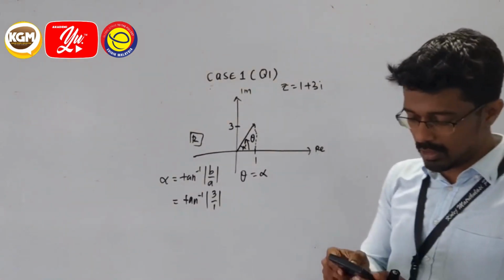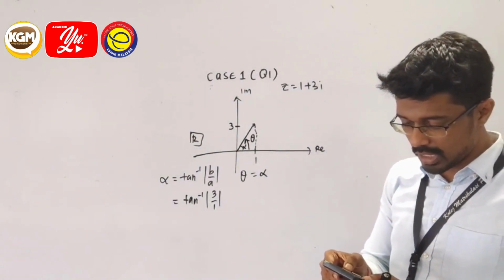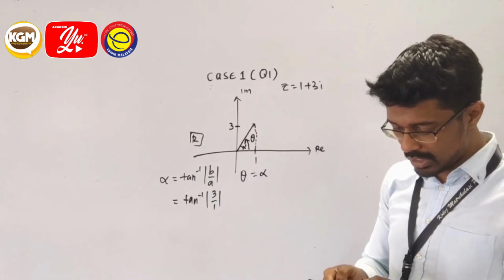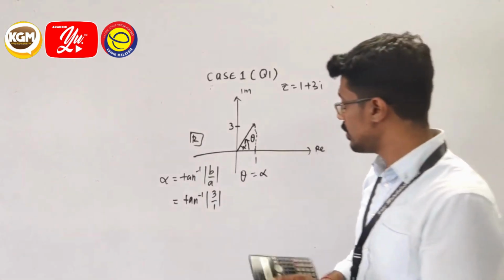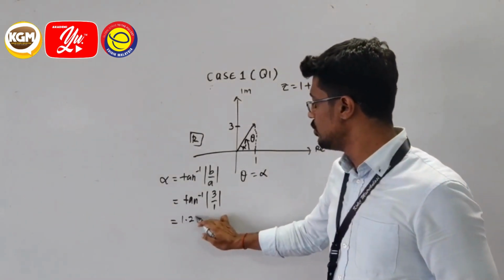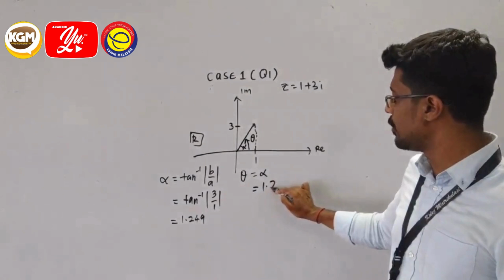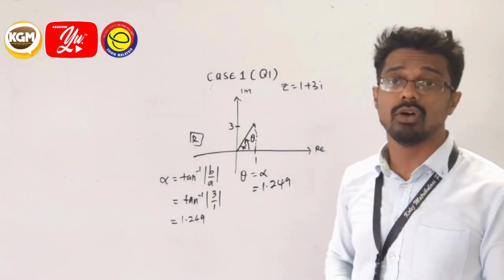So let me put that in. I'm changing my calculator to radian mode first. Tan inverse 3. So we're going to get 1.249. So that is equal to theta, 1.249, and we are done.